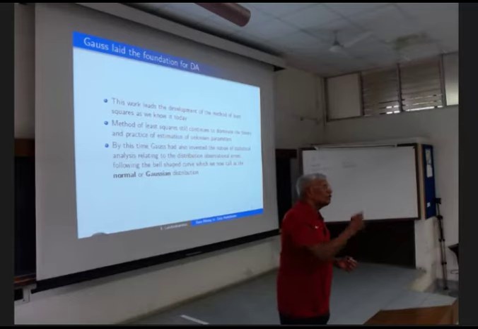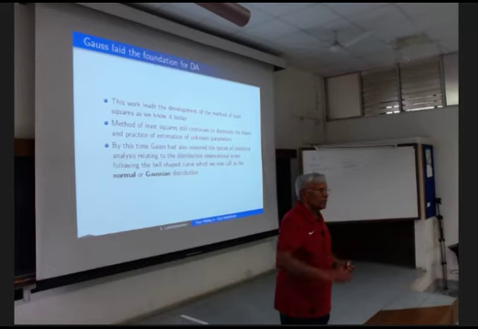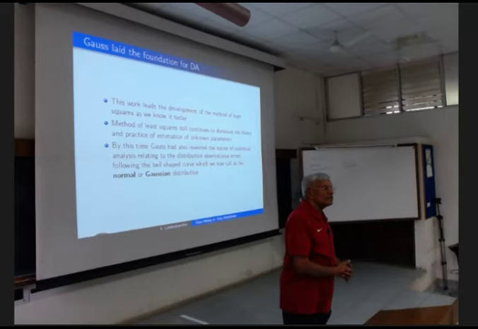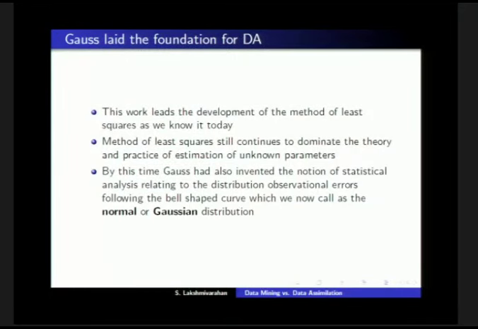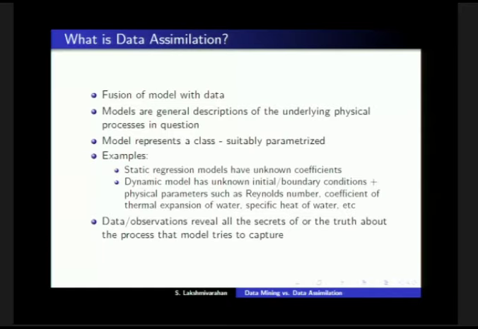Within that context, he tried to analyze the distribution of the observation errors. He invented the notion of a bell curve that we now take for granted. It's called the Gaussian distribution. So he essentially discovered the notion of the bell curve. So today we take it for granted that you cannot observe anything without error. The errors in the observations are Gaussian distributed, bell-shaped curve. So he invented least squares, he invented the bell-shaped curve. The bell-shaped curve is called the Gaussian distribution, as I'm sure many of you may have come across in basic probability theory. So what is data assimilation?